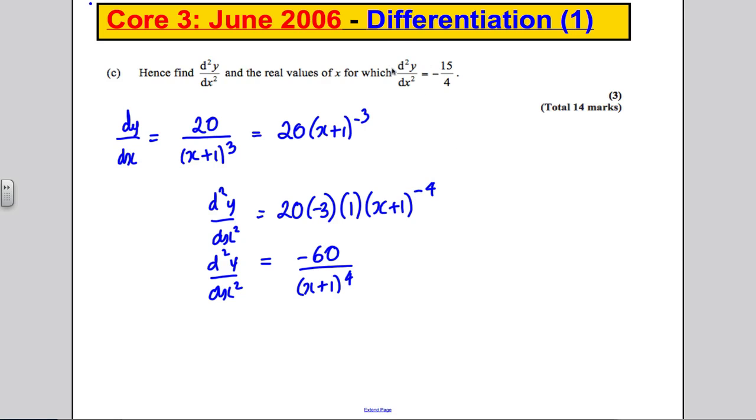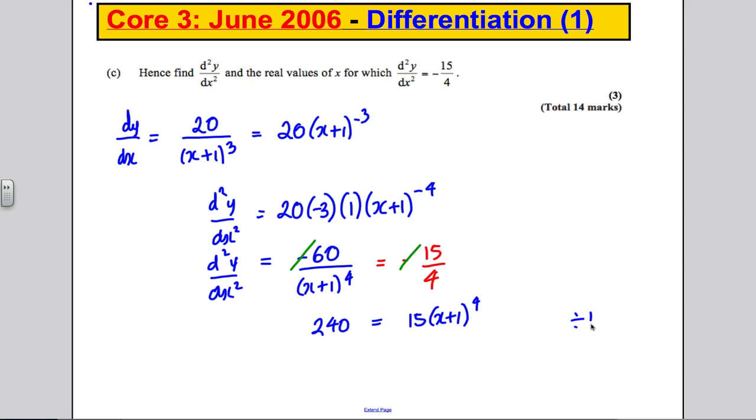And it asks us to find where this is equal to negative 15 over 4. So when is this equal to negative 15 over 4? First thing I'd probably do is divide both sides by the minus 1 to cancel the negative. Then I'd probably multiply by 4, and I'd multiply by x plus 1 to the power of 4. So my next line, I would get 60 times 4 over here, which is 240, would be equal to 15 times x plus 1 to the power of 4.